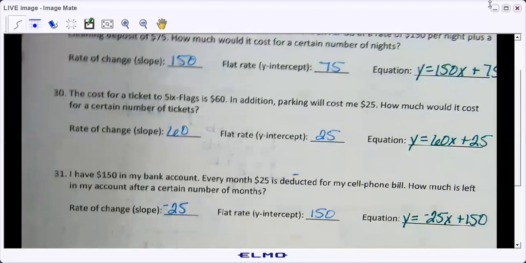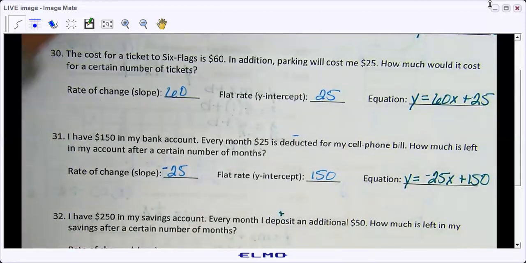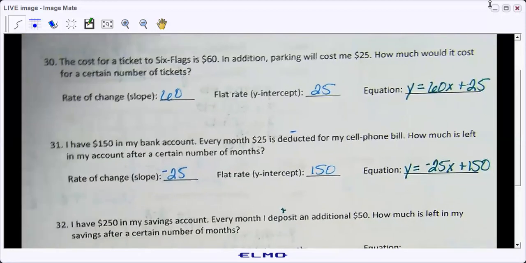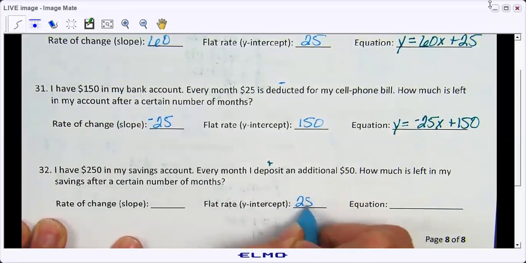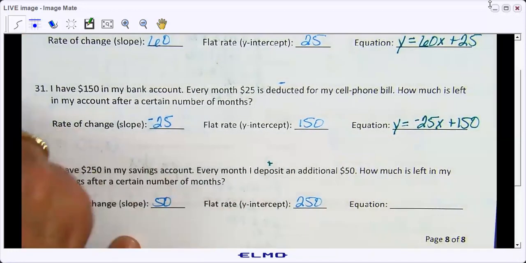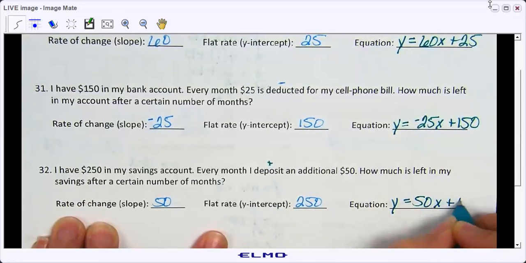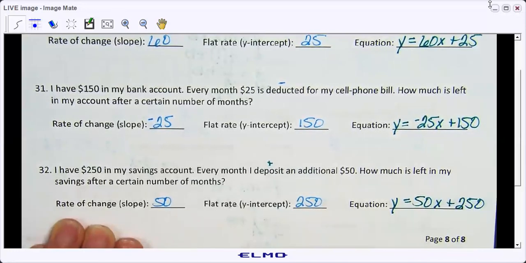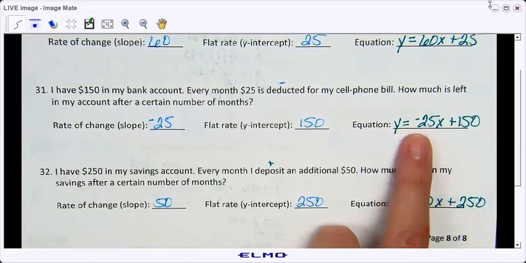All right, let's look at 32. I have $250 in my savings account. Every month I deposit, that's addition, an additional $50. How much is left in my savings account after a certain number of months? I think you could probably do this one on your own. So go ahead and do this one, and then when you're finished, check up here for the answer. Okay, this one is a positive because you're adding to your account every month, whereas this one you were deducting.